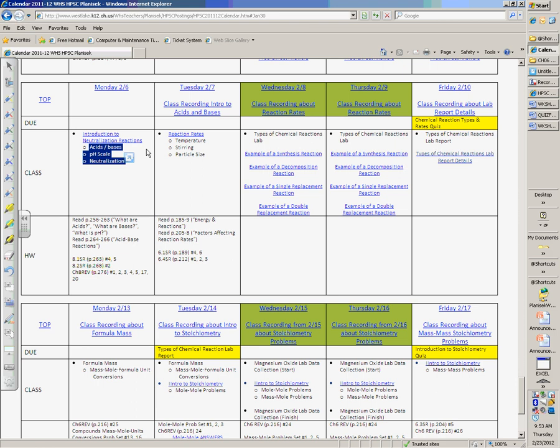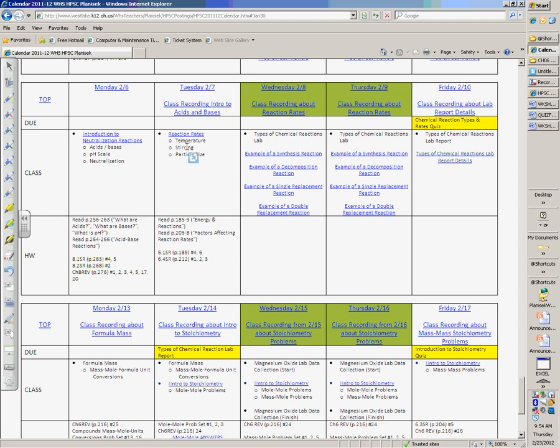So, Monday, February 6th, we talked about acids and bases. There was an outline that goes along with it, and we talked about what makes something an acid, what makes something a base. We talked about pH, and then we talked about neutralization reactions. Okay? On Tuesday, February 7th, we talked about reaction energy and reaction rates.